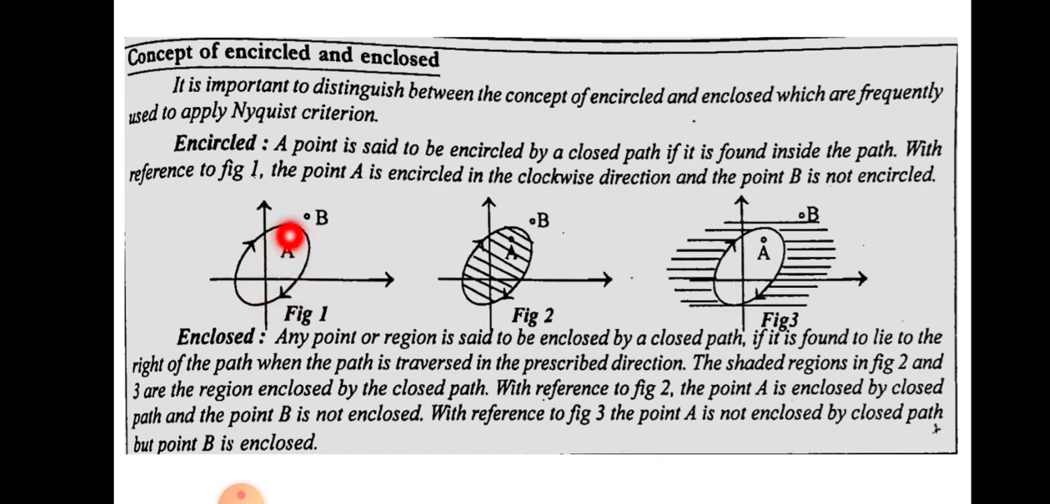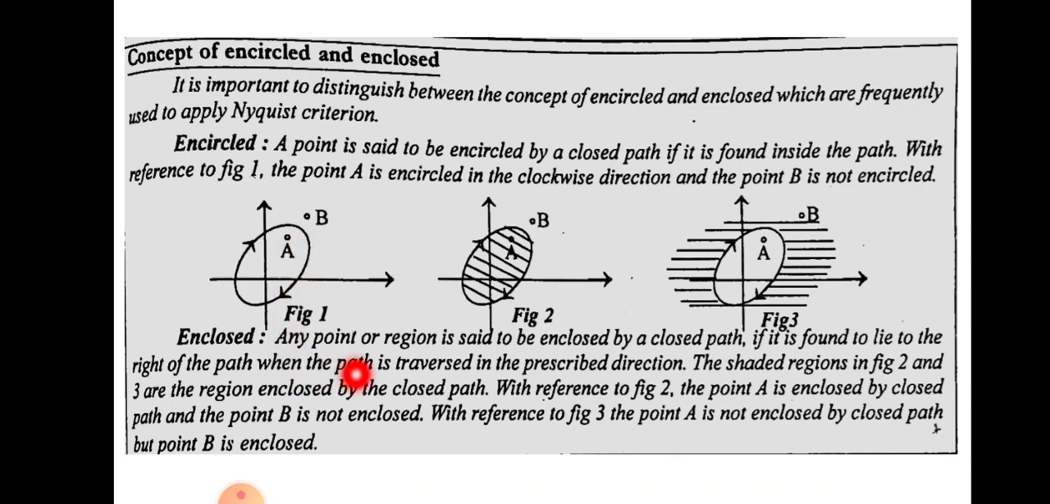So this point A is said to be encircled in the clockwise direction. That means point A is encircled in the clockwise direction. This is the clockwise direction contour or curve, or it is a closed path. So the point A will be encircled by this closed path. And here we can say that point B is not encircled because it is outside this closed path.